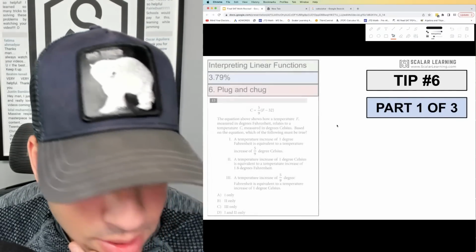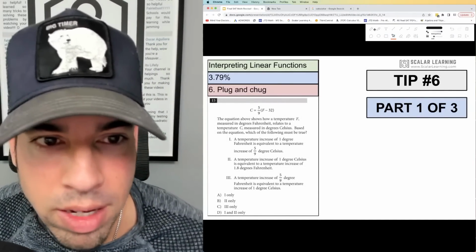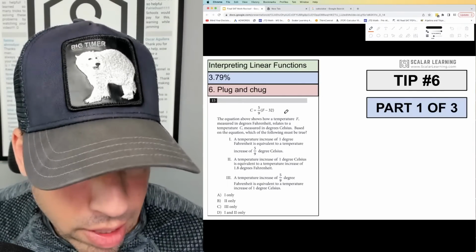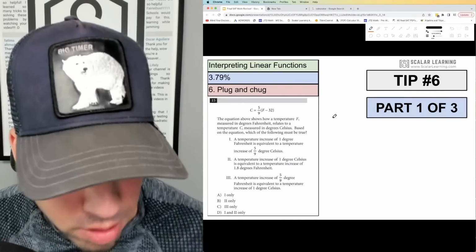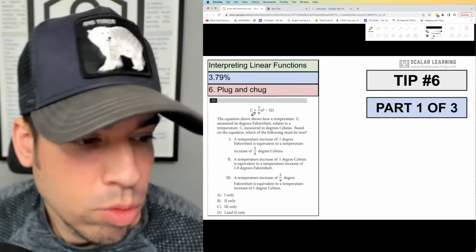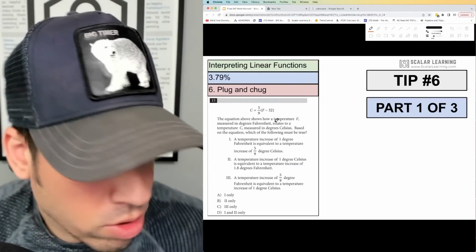Tip number 6. Plug and chug. This is huge, okay? Especially in these long word problems. Look at this, okay? We're talking about the equation that converts between Celsius and Fahrenheit.